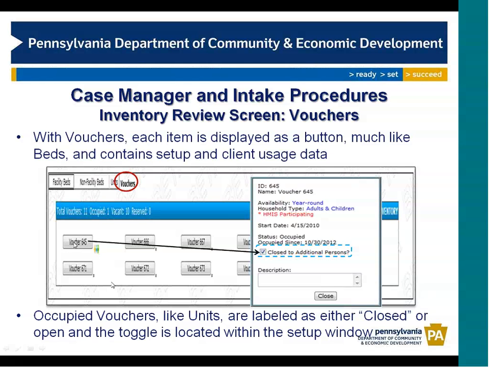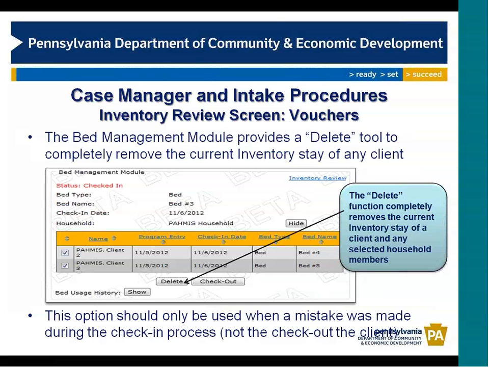We actually had to put that within the actual setup information. So when you click on the voucher, if it's occupied, the system will have this box, and it'll be checked if it's closed to people and unchecked if it's available for other people. You check and uncheck that box, hit the close button, and it'll automatically change it. So it's a way to toggle between the two settings if a mistake was made, or a change of heart, or inventory needs to be opened up for additional people.